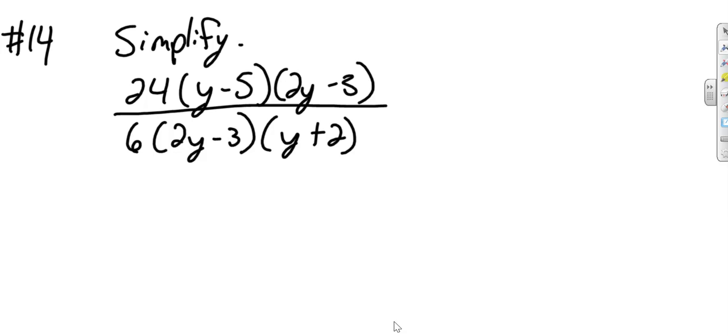Okay, for this one, everything is in factored form. They factored everything that they can for you. So from here, you're just going to cancel out anything that's the same. You can get rid of the 2y minus 3 that's here and the 2y minus 3 that's here. And the only other thing you can do is the y minus 5 and y plus 2. That part's pretty much done, so nothing you can do there.